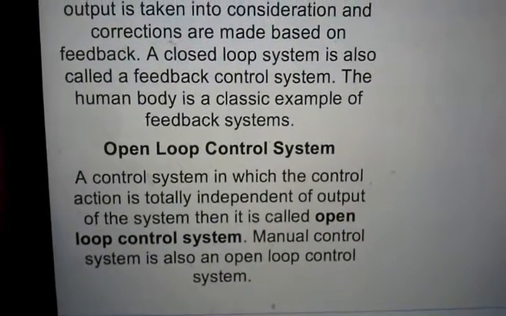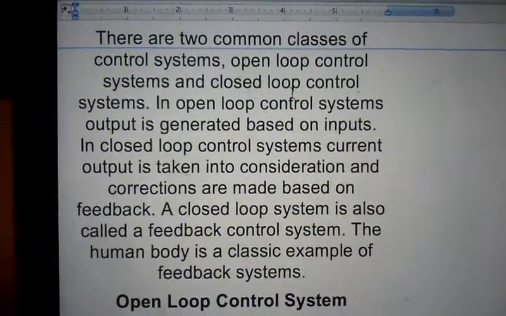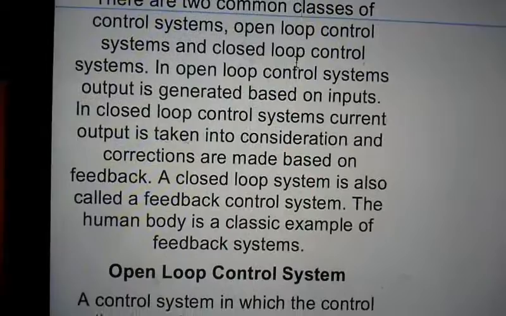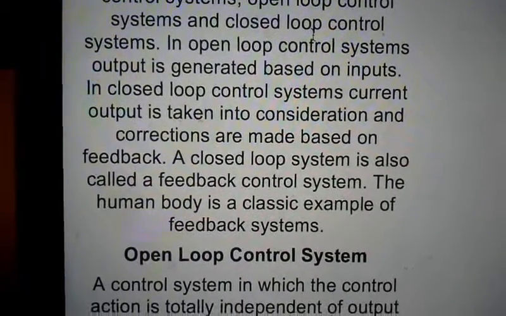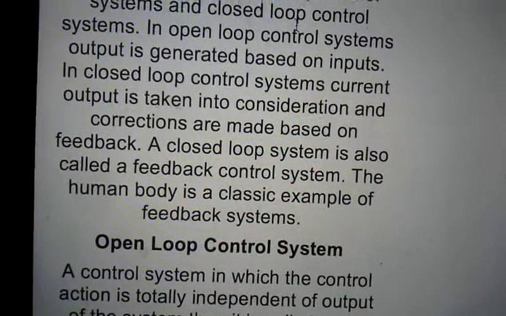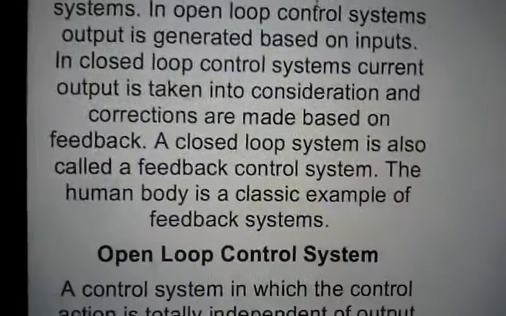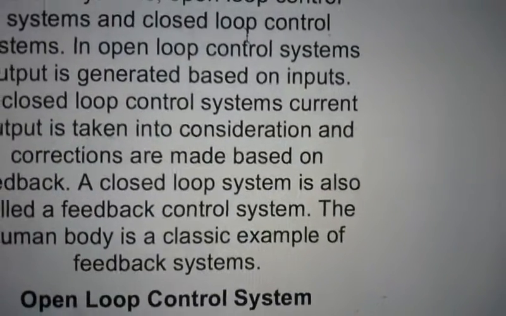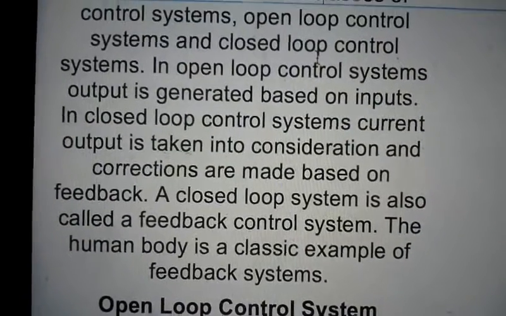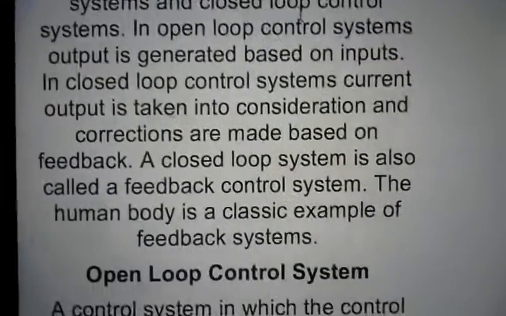Nowadays there are two common classes of control system, which are open loop and closed loop control systems. In an open loop control system, output is generated based on inputs. In a closed loop control system, the current output is taken into consideration and corrections are made based on feedback. This means that the closed loop control system needs feedback from the output that goes to the input, whereas the open loop control system does not.